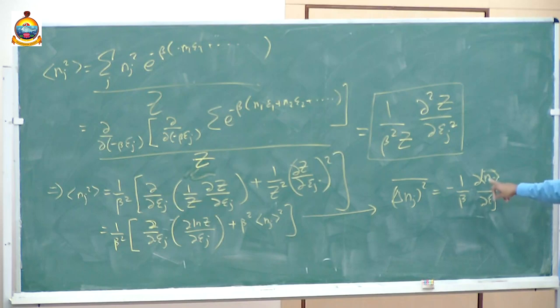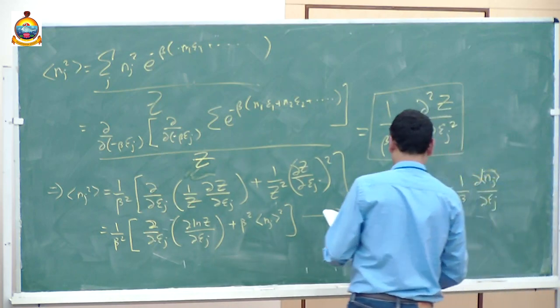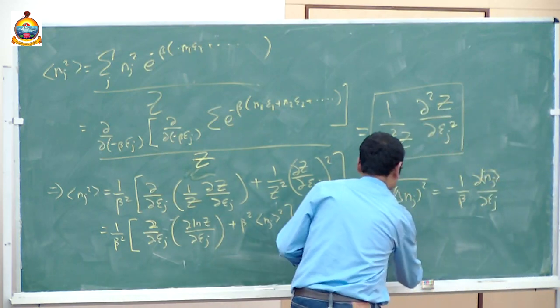But now this is very nice because I already know what is expectation nj, right? I know it from there. So I just differentiate it with respect to beta and I'm done because I already know how that looks like. So I do that. So let's do that.